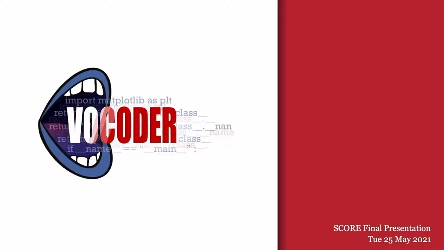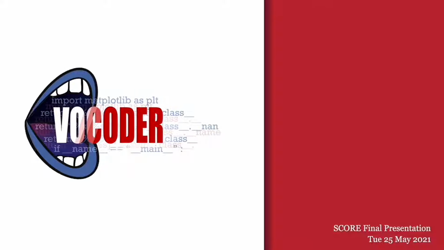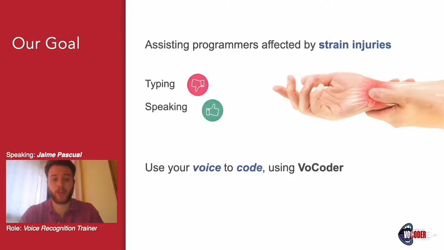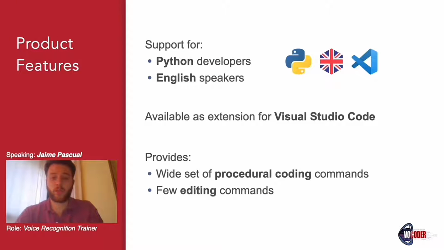Everyone, I'm Jaime. Today we have the pleasure to present to you our journey in the implementation of VOCODER. VOCODER's objective is to assist programmers affected by strain injuries by offering them the alternative of coding using their voice to reduce the amount of stress induced by repetitive actions. In particular, it's addressed to Python developers and English speakers.